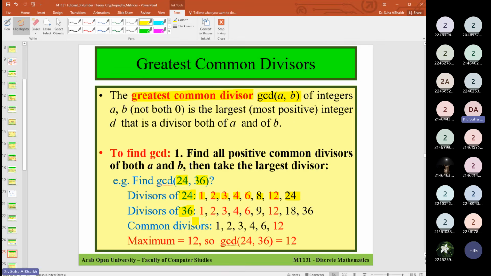What are the divisors of 36? It's 1 and 2 and 3 and 4 and 6, 9 and 12, 18 and 36. The common divisors, you can see them in red. And what is the greatest common divisor? The greatest common divisor between them is 12. So we say that the GCD between the two numbers is equal to 12 in here.